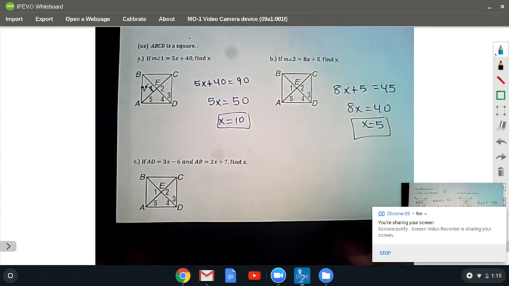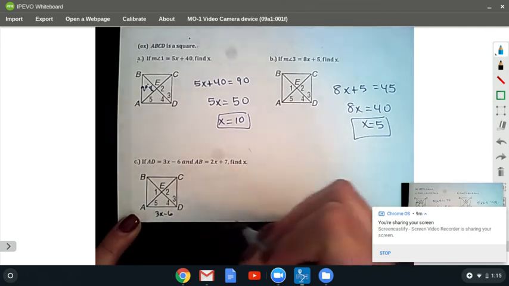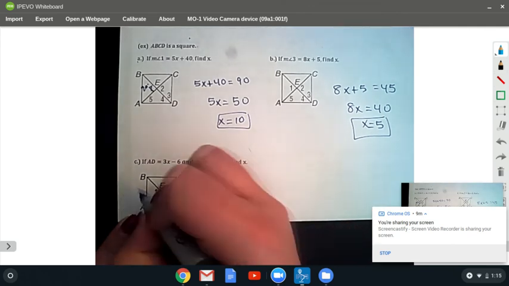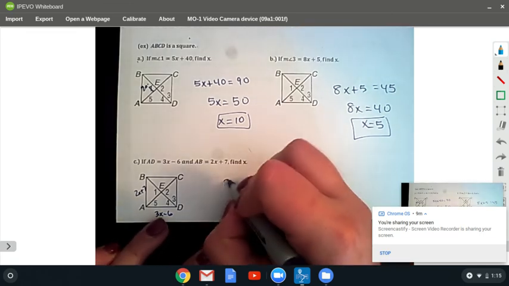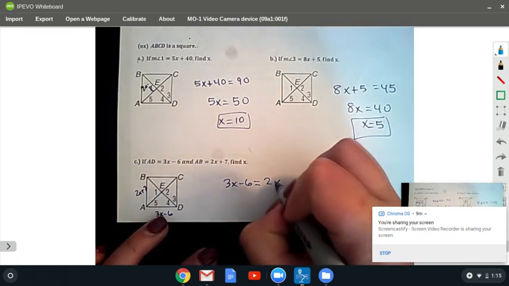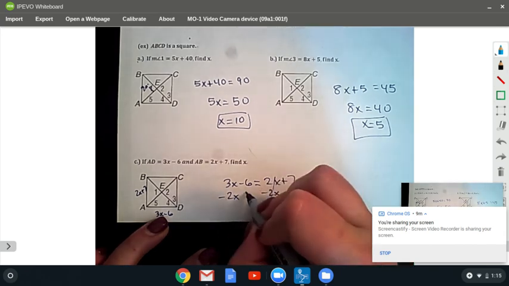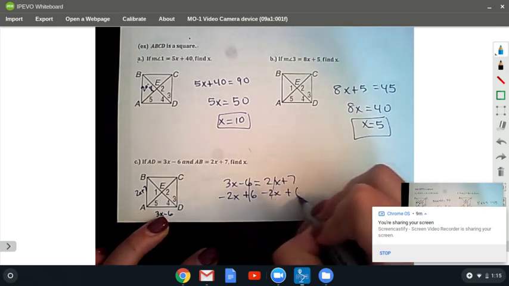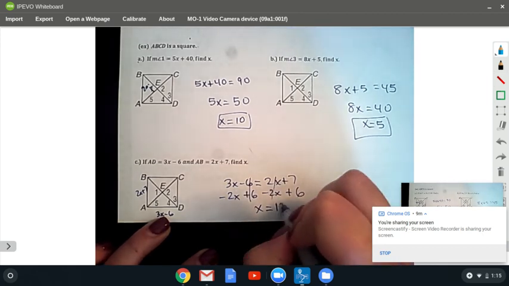Now here I have AD is 3x minus 6. AB is 2x plus 7. Well, guess what? All the sides in a square are congruent, so I can just set these equal to each other to solve. So when I do all that work out, I get x equals 13.